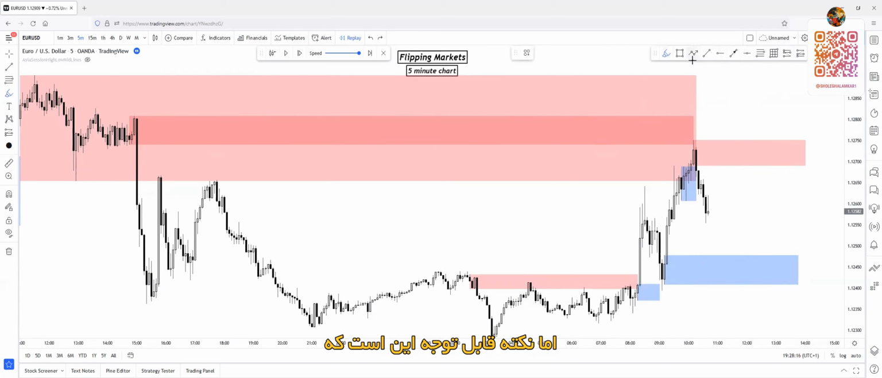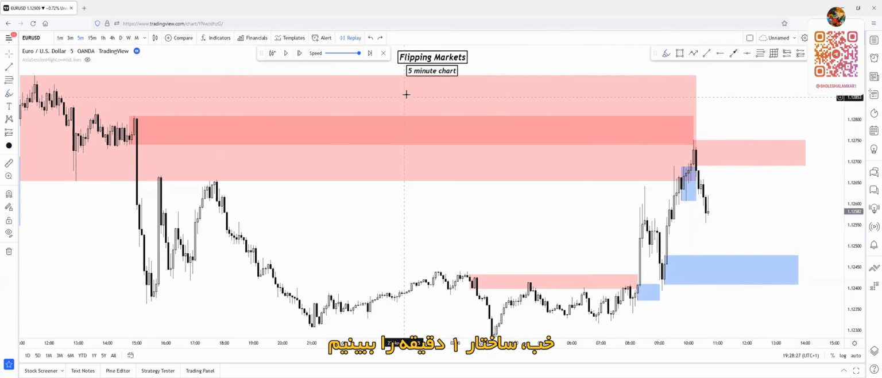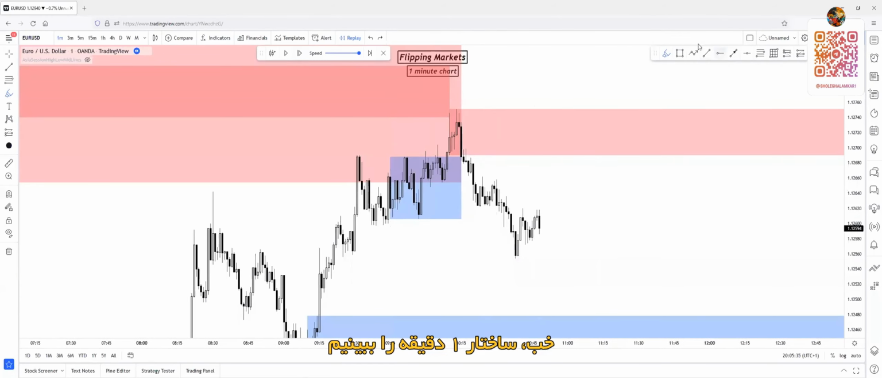But one more noticeable thing, we can also miss this trade, just like the previous one. There's a chance that we'll miss this trade. This is also a textbook example, but there's a chance we will miss it. Okay, so let's see the 1-minute structure.